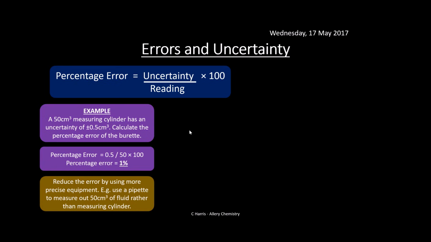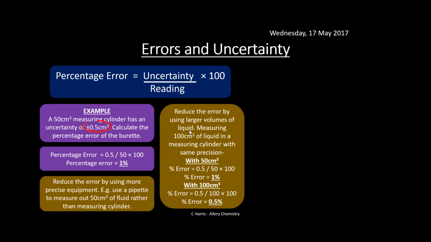Now, to reduce the error, we can use more precise equipment. So, for example, we can use a pipette to measure out the 50 centimeters cubed fluid rather than a measuring cylinder. We can also reduce the error by using larger volumes of liquid. So, using larger amounts reduces the error. So, measuring 100 centimeters cubed of liquid in a measuring cylinder with the same precision. So, let's have a look.